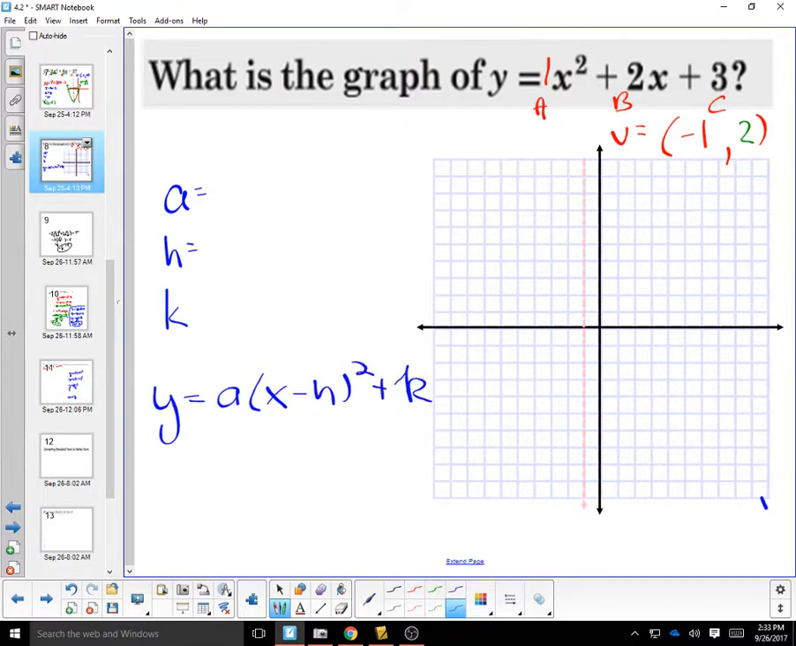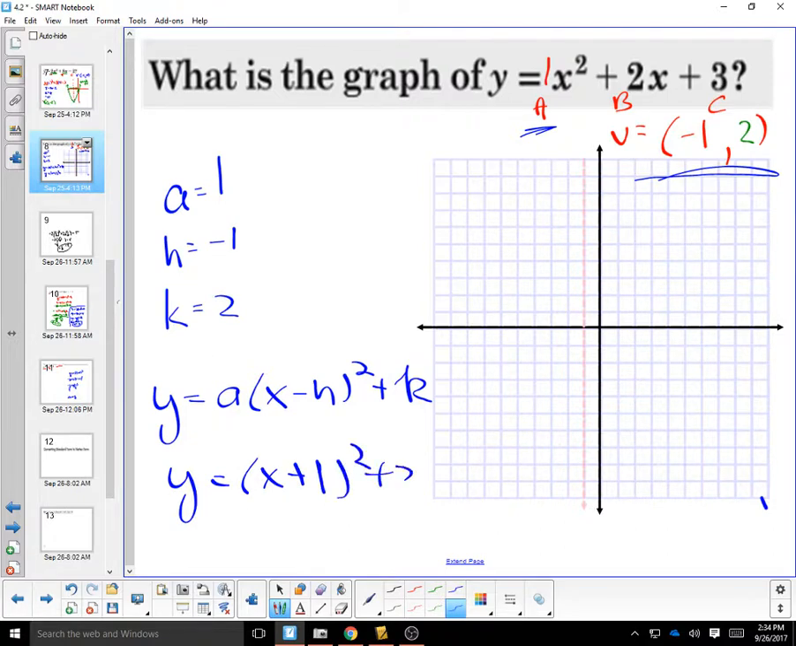Now, question. We already found the vertex, right? So what is h? What is k? That was easy, right? But how do we get a? It's already there. What is a? 1. Look, we're done. So if we want to write this in vertex form, then we just go y equals (x minus, oops, that's minus, negative 1, so that's a plus 1) squared plus 2.